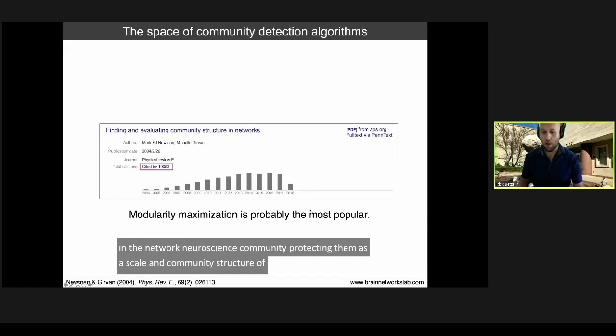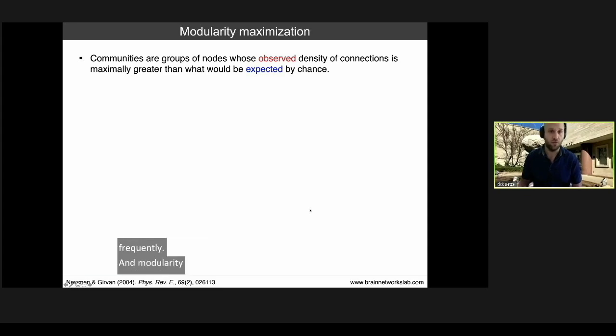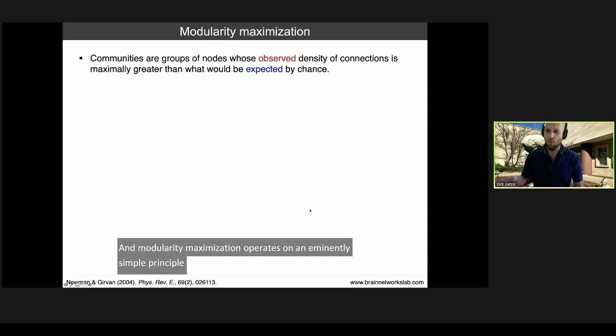Likely the most popular, however, is modularity maximization. This is a technique that's been around now since at least 2004. And as you can see from the total number of citations, it's still quite popular. It's still being used frequently. And modularity maximization operates on an eminently simple principle. It defines communities to be groups of nodes that are more strongly connected to each other in the real network, in our observed network, than we would expect by chance.